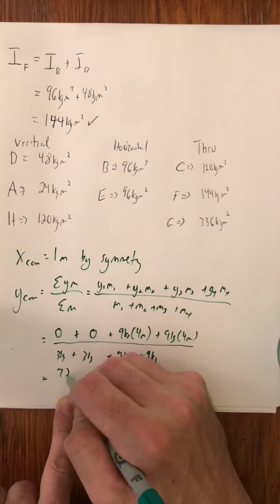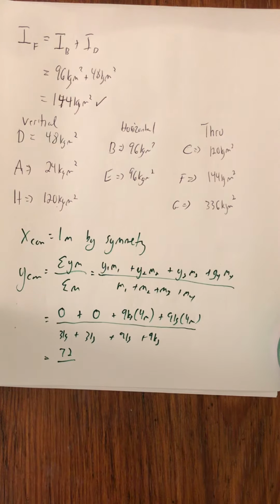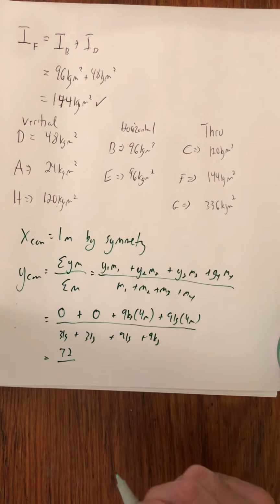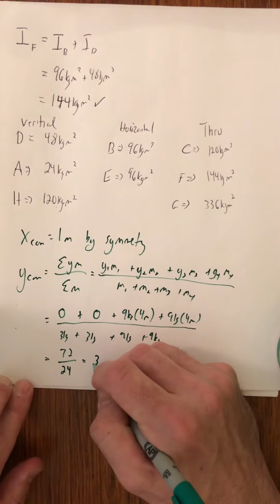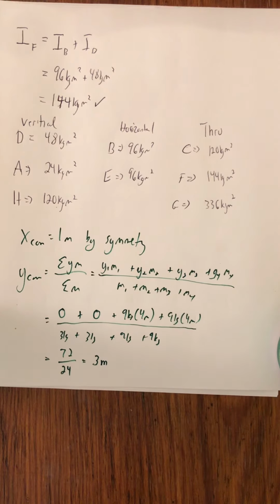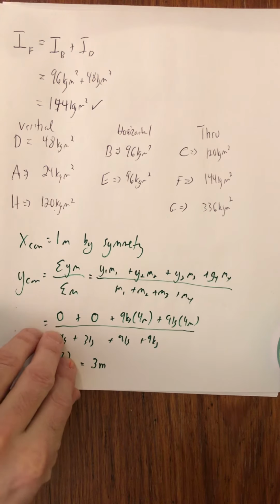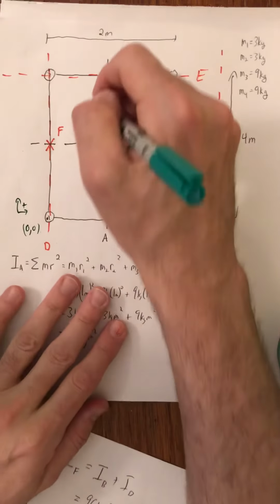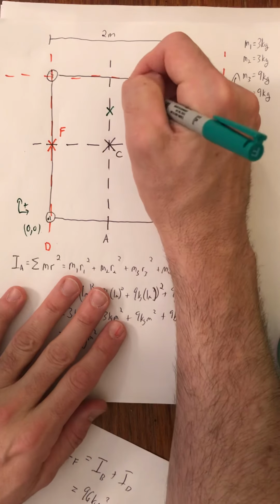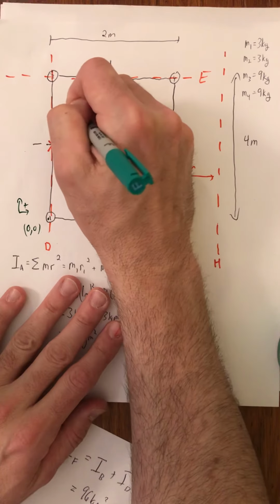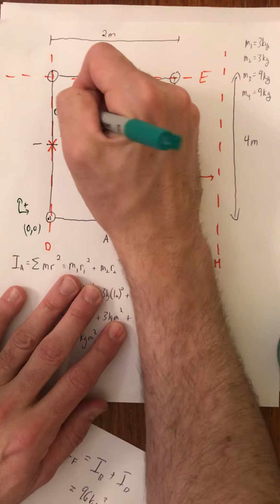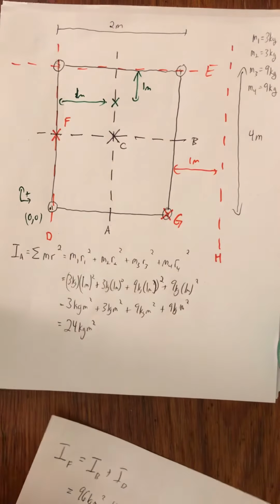And I've got 72 over, what's that, 72 over 24, and 72 over 24 is a very nice 3 meters. And now I think you'll understand why I chose the numbers I did for the distribution, because it gives us a fairly nice, easy thing to look at. So let me go back to the original picture. There would be our center of mass point, 1 meter from here, and 3 meters up from our axis.